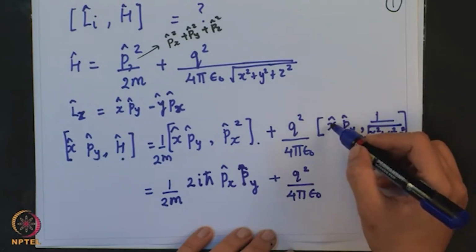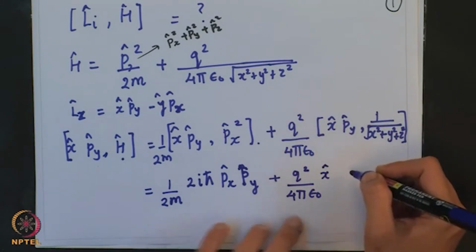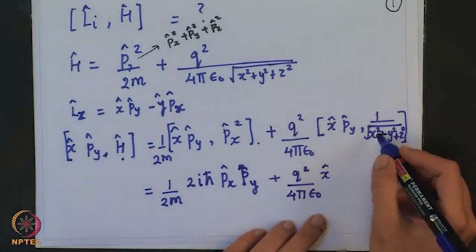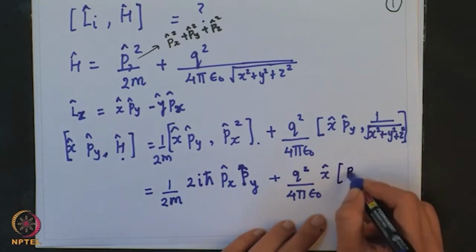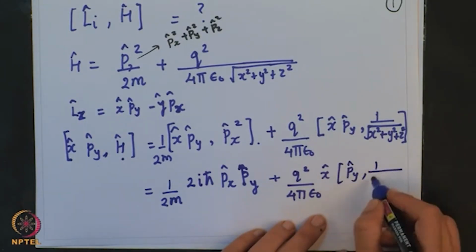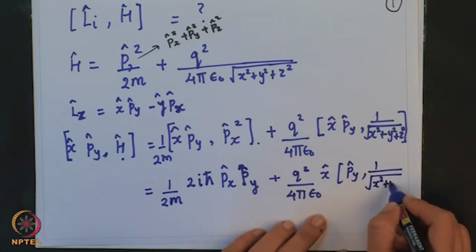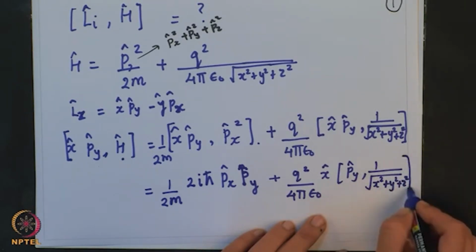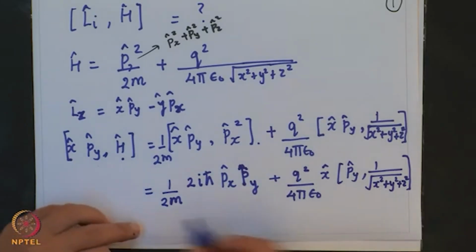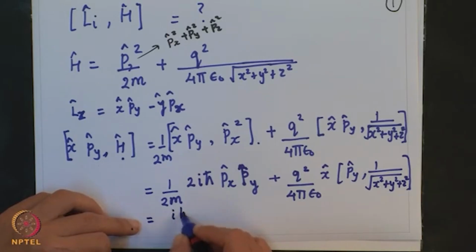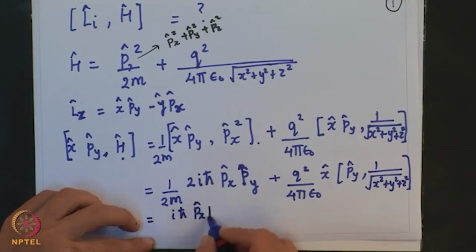So, x cap we will take out because it will not contribute to the commutator bracket. The only term that will contribute to the commutator bracket is py. So, you have py with 1 upon square root of x square plus y square plus z square. Now, there is a small trick involved here. You will have to find the commutator of this expression, and the first term comes out to be i h cross px cap py cap upon 2m.